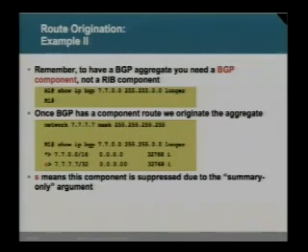The S, of course, you see at the start there, means the component is suppressed due to the summary-only argument that I used earlier for creating the aggregate address. So you can appreciate that there'll be some difficulties here, and a personal preference of mine is really not to try and use the aggregate address. All it does is generate an aggregator attribute, and I've never really been convinced of its use in real life.